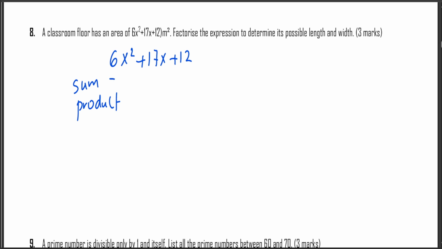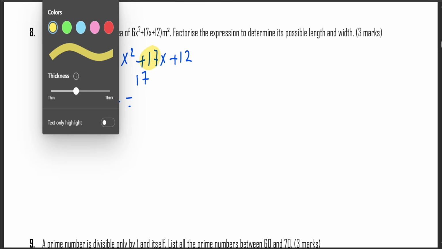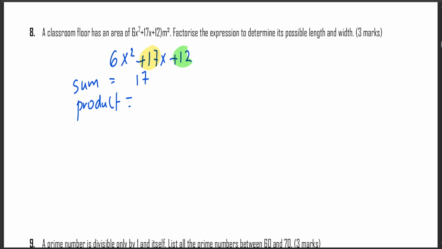So our sum is basically the one which is at the middle, which is this 17. So sum is 17. Our product is basically the one at the beginning and the end. So this times this. So 12 times 6 is supposed to give you 72. So our product is 72. Now, which two numbers, if I add, give me 17, and if I multiply, give me 72? Those two numbers that I can think of are just 9 and 8, because 9 plus 8 gives you 17, and 9 times 8 gives you 72.